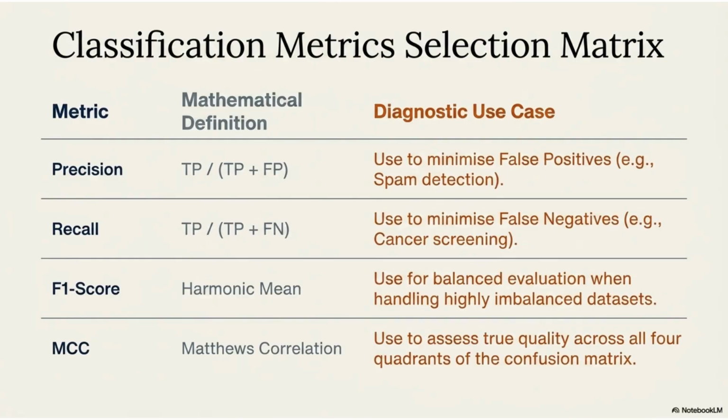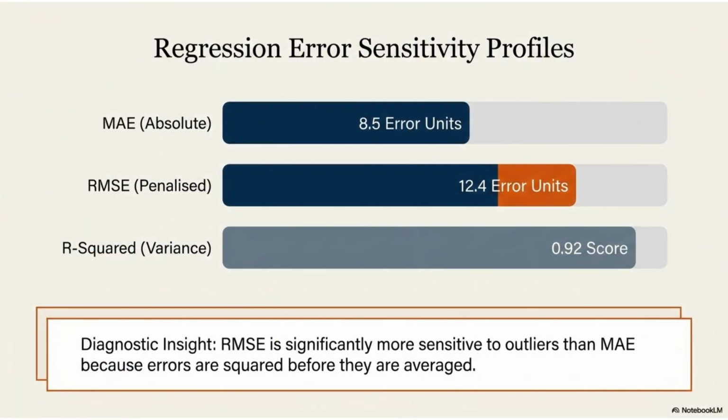Choosing the right classification metric is essential. Precision helps minimize false positives, while recall is critical for minimizing false negatives in life-saving screenings. The F1 score provides balance for imbalanced data, and the Matthews correlation coefficient offers a comprehensive view across the entire confusion matrix. When dealing with regression, we rely on MAE, RMSE, and R-squared.